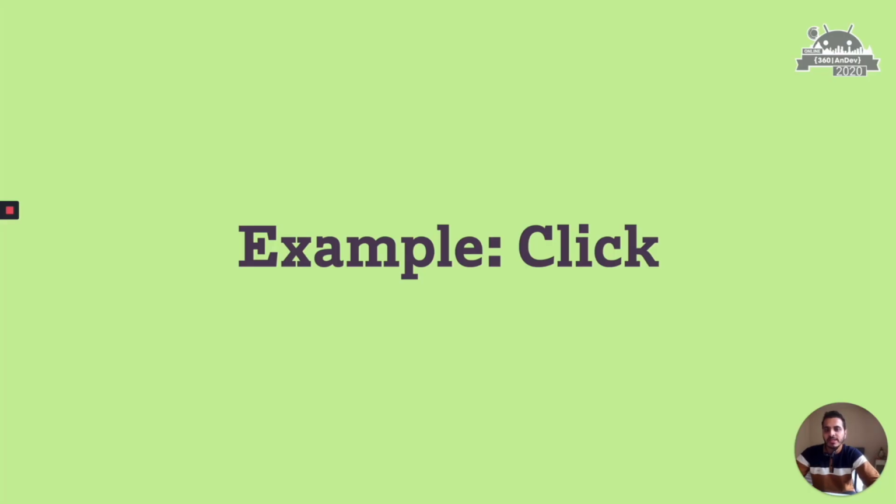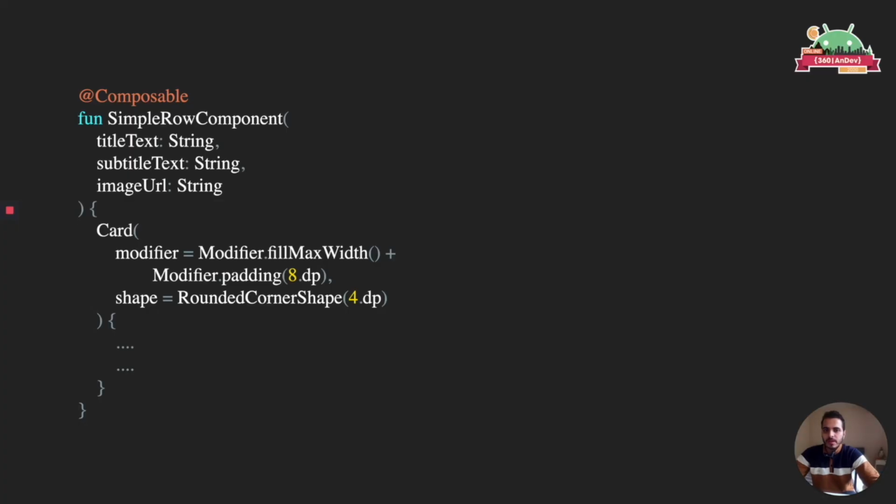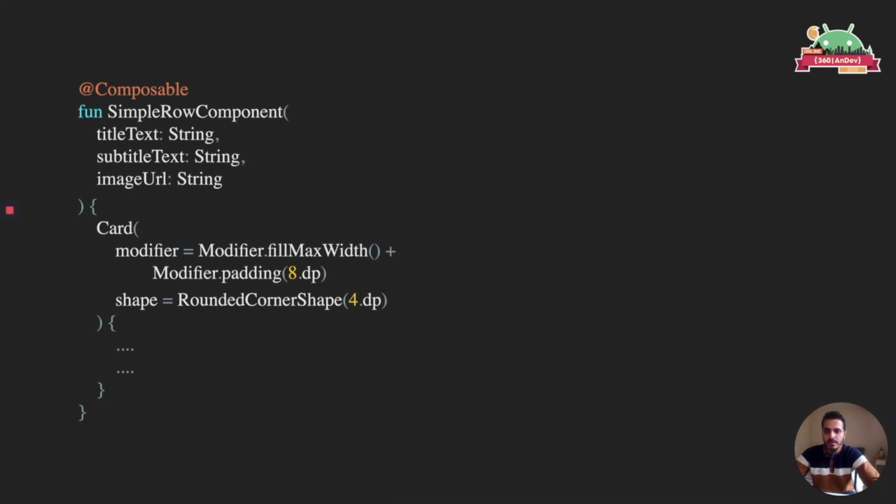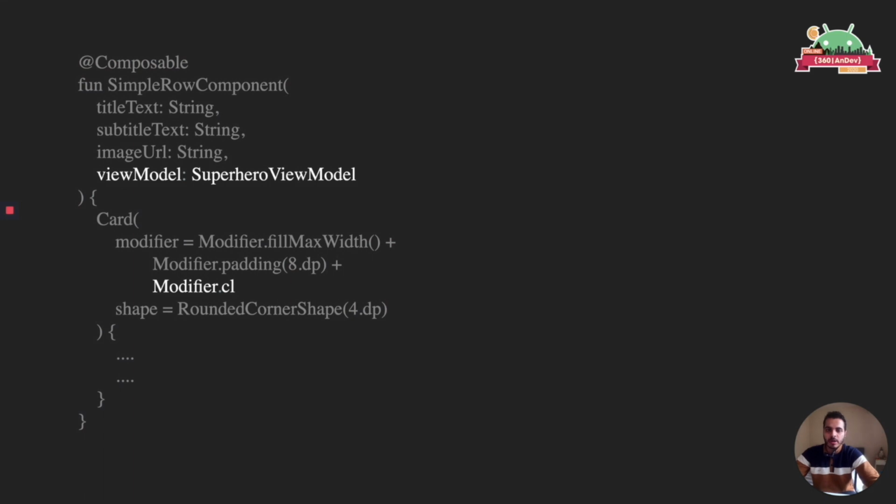The most common gesture that we use on a daily basis is the on-click listener. So let's try doing this in Jetpack Compose. So we just created this component a couple examples ago. And what we want is every time any of the items in the list is tapped, we want to call a method on the view model. So what we do is we just pass in the view model.